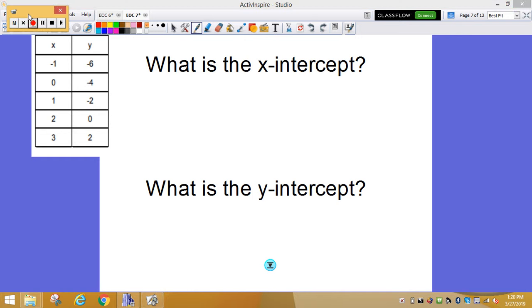Okay, let's look at the table. What's the x-intercept? Well, remember the x-intercept is where the second number is 0. So my x-intercept would be at 2, 0, right here. Y-intercept is where the first number is 0. That's right here. So my y-intercept would be at 0, negative 4.